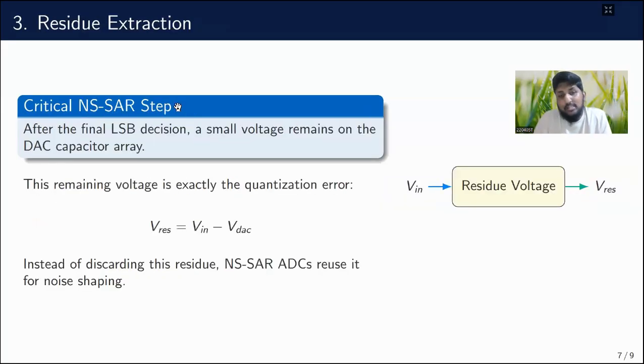Next, the residue extraction. This is the most important step in the noise shaping SAR architecture. After the final bit decision, a very small voltage still remains on the DAC capacitor array. This remaining voltage is called the residue voltage. In conventional SAR ADCs, this residue is simply discarded. But in noise shaping SAR ADCs, this residue is preserved and reused for noise shaping. That reuse is what improves effective resolution and reduces in-band quantization noise.